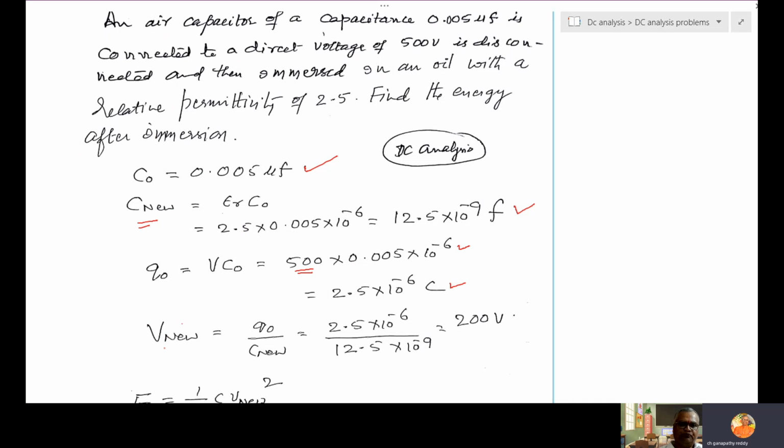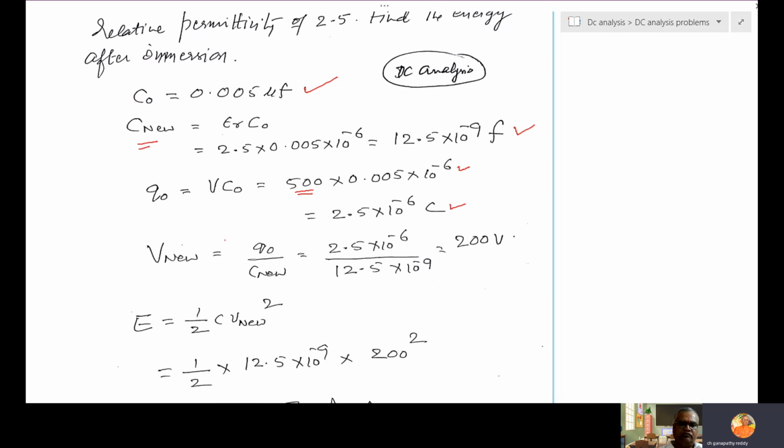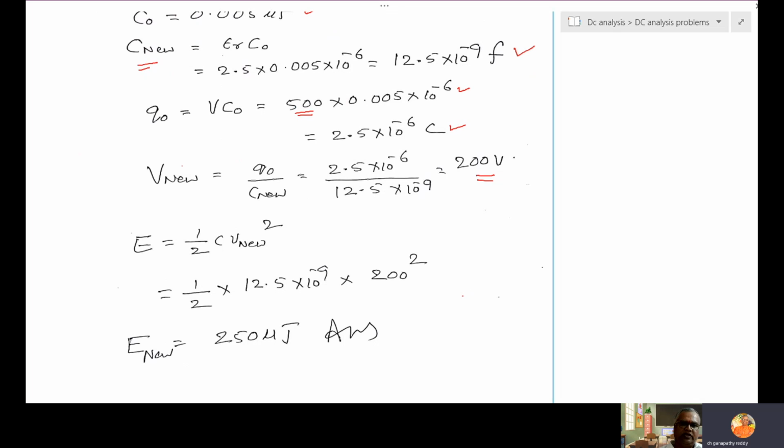What is V new? The charge remains the same, but the capacitor value is changed, so the voltage also changes. V new equals Q naught by C new, which is 200 volts. Then what is the new energy? Half into C new, V new square. C new is 12.5 into 10 power minus 9, V new is 200. The answer is 250 microjoules.